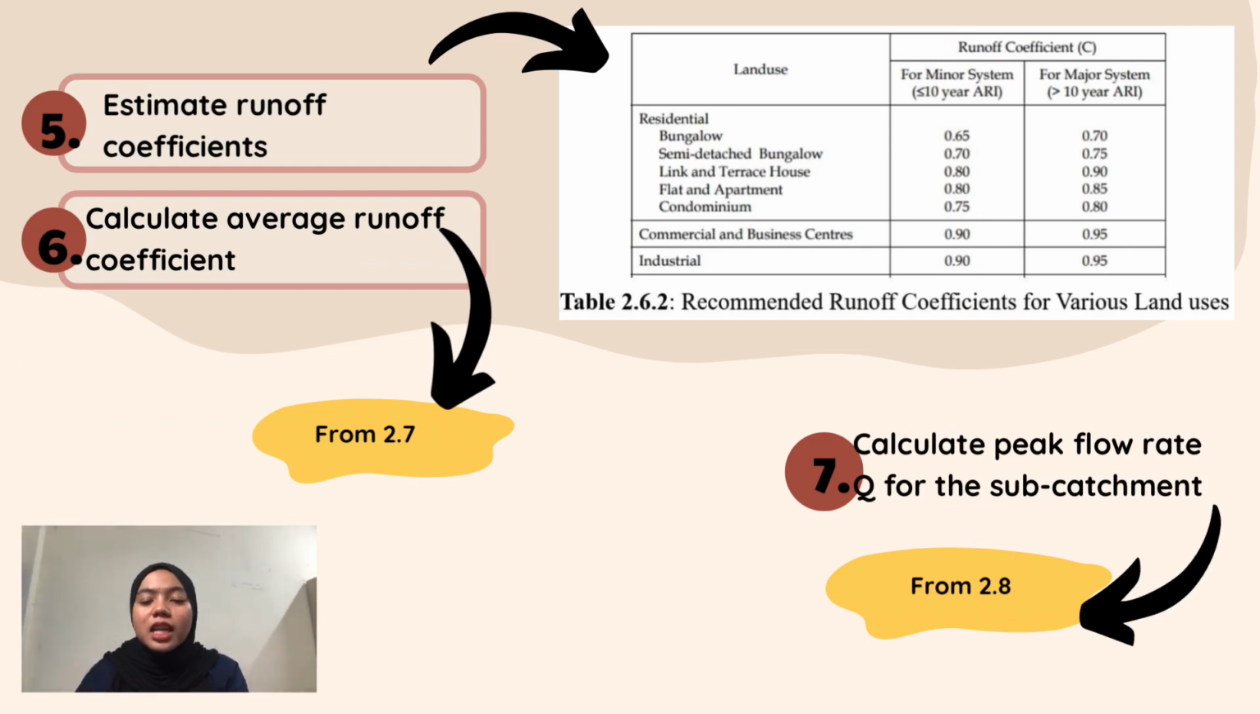Step number 4 is estimate runoff coefficient, and we need to refer to table 2.6.2 and estimate C values for each segment if there are different land use. The next step is calculate average runoff coefficient. The formula is stated in equation 2.7 in our report. Lastly is calculate peak flow rate Q for the subcatchment. The formula we get from 2.8 is stated in the report.